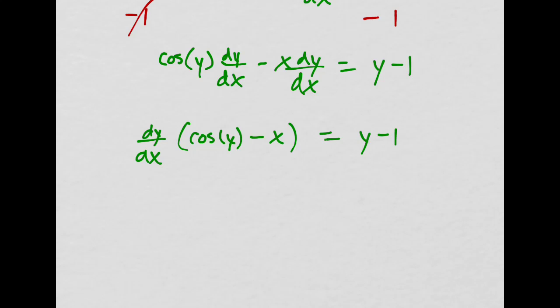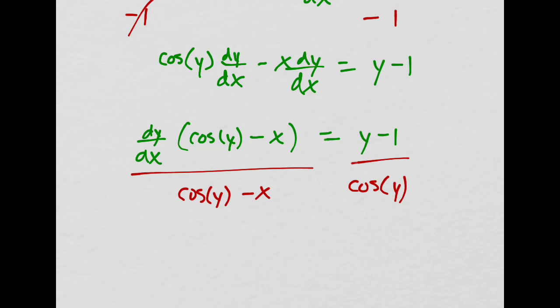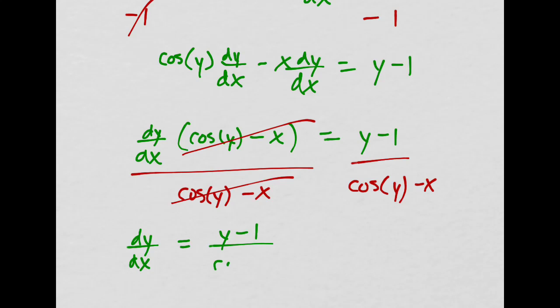Alright, so I factored that out, sorry. Let's think about that. If I multiply this back in, I get cosine y times dy/dx. If I multiply that back in, I get the negative x times dy/dx. So that's factored out, alright? Now I'm going to get the dy/dx all by itself by dividing by cosine of y minus x. So there we go. And then I get dy/dx equals y minus 1 over cosine of y minus x.